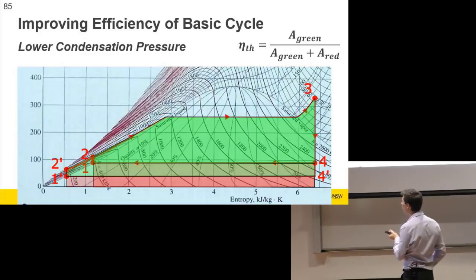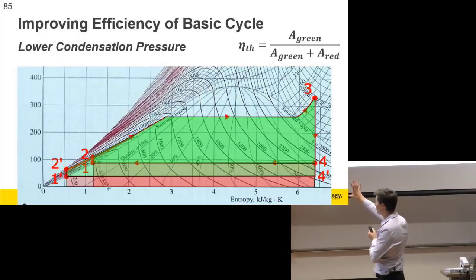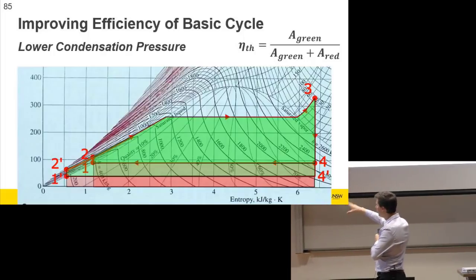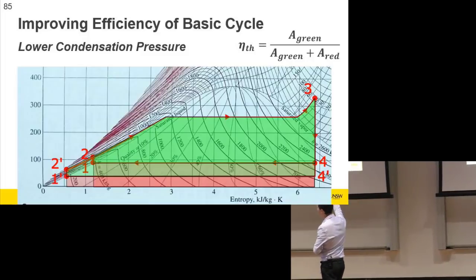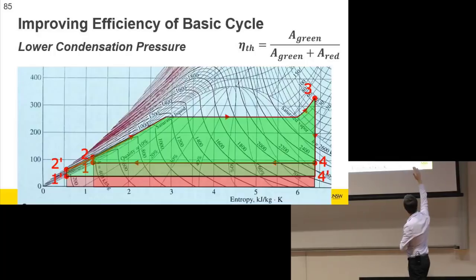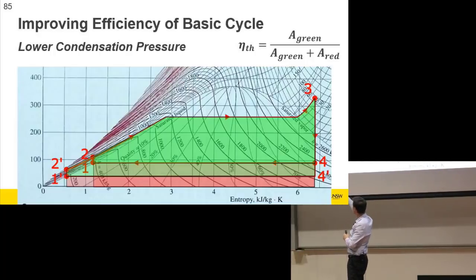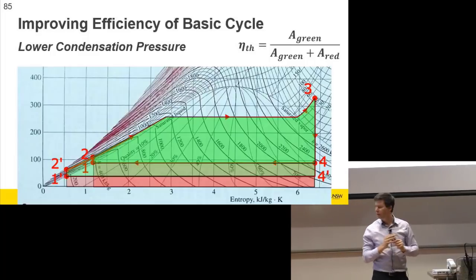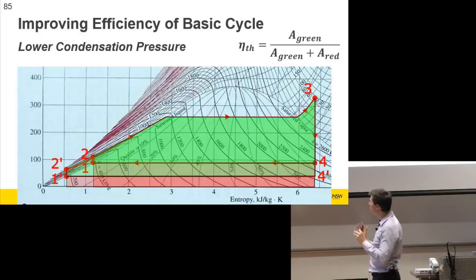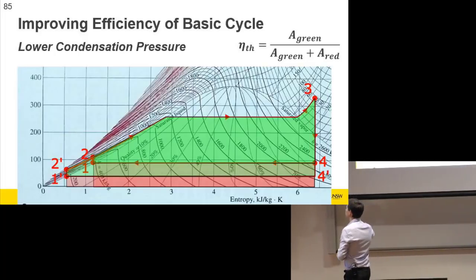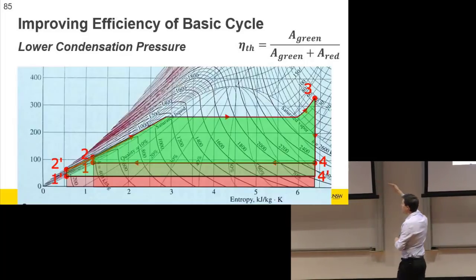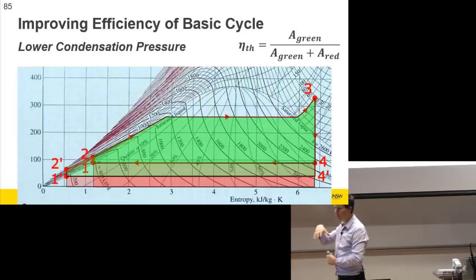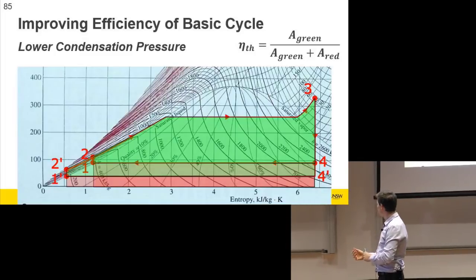So what does that look like on a TS chart? Hopefully this notation makes sense. 1, 2, 3, 4 is our original cycle, and then 1 dash, 2 dash, 3 remains the same, and 4 dash. We've lowered the pressure, in this case from 80 kilopascals to 10 kilopascals, and thereby lowered the temperature at state point 4 dash and state point 1 dash. We can see that we've increased the area of our green area, which is good visually, and probably decreased the area of our red. Remembering the rectangle comes down to zero Kelvin, we've managed to reduce its height. Maybe we've increased its width a little bit, but we've certainly improved our thermal efficiency by lowering our condensation pressure and temperature. So that's a way we can improve the basic Rankine cycle.